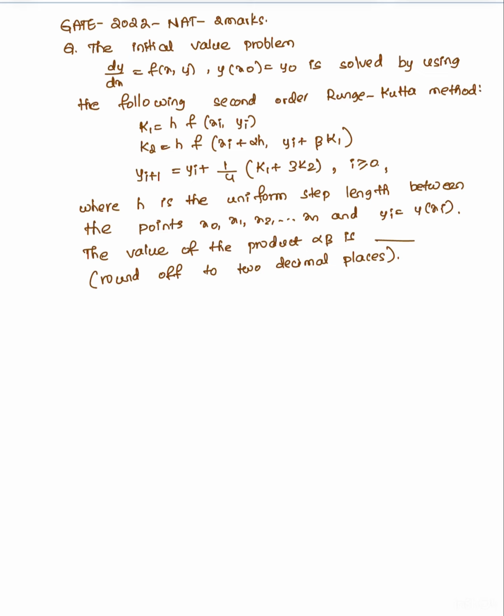Then the value of the product alpha into beta is dash, and they said to round off to 2 decimal places. So we have to round off the answer to 2 decimal places. So what they have given is a second order Runge-Kutta method, which is given by yi plus 1 is equal to yi with the k1 and k2 values. Now we have to find what is alpha and what is beta.